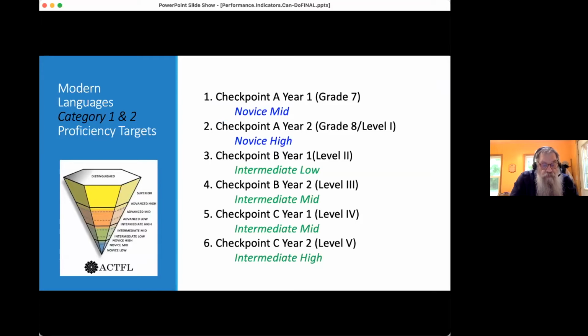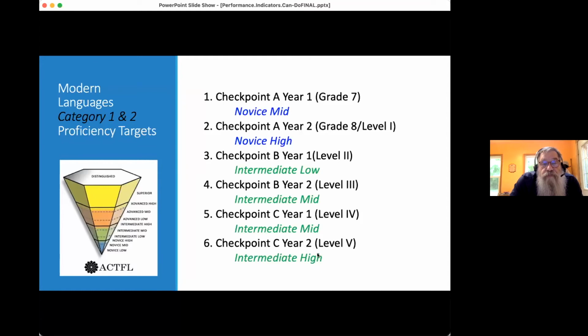The first group are referred to as Category 1 and 2 languages. Those are languages that use the Roman alphabet, like our Romance languages, French, Spanish, Italian, and so forth, and also the Germanic languages, like German. Those are considered Category 1 and 2 languages. At the end of Checkpoint A, you're at novice high. At the end of Checkpoint B, you're targeting intermediate mid. And at the end of Checkpoint C, you're targeting intermediate high.